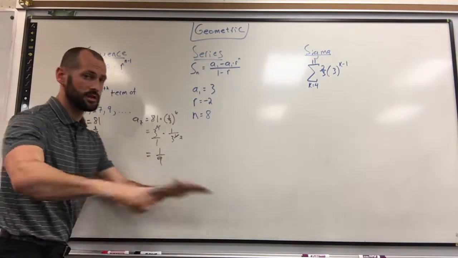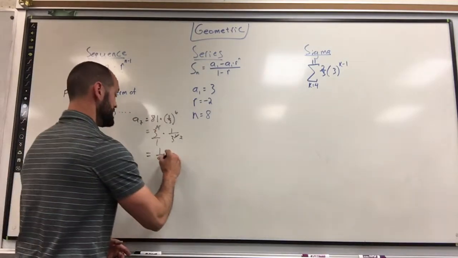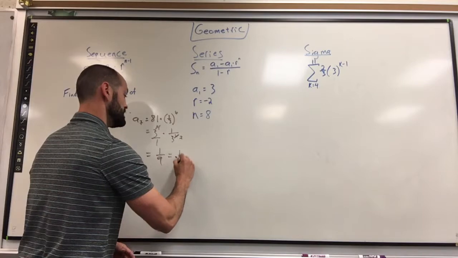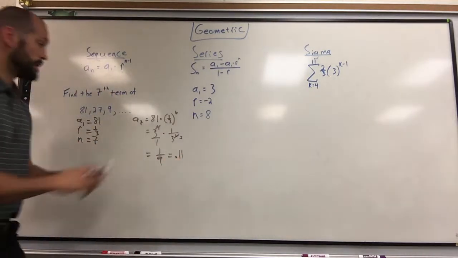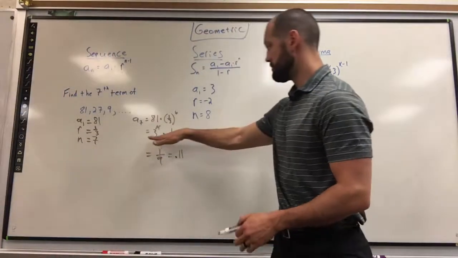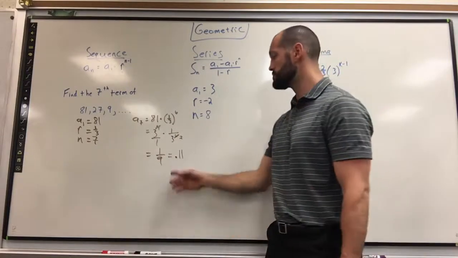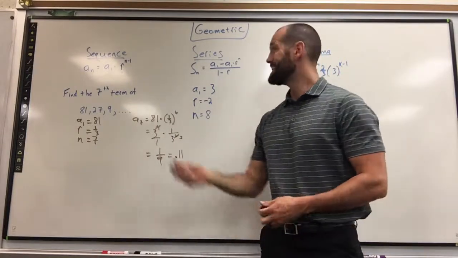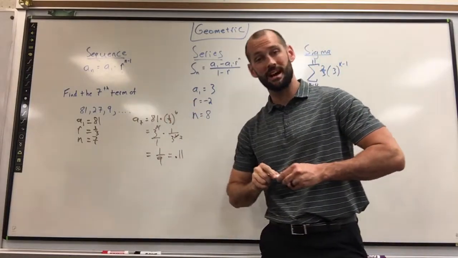Now, if you just went straight decimal and you just use your calculator, that is still okay. You should get approximately 0.11. So whether you use no calculator or use a calculator, you should come up with the same answer, okay? That is a sequence because you see commas.